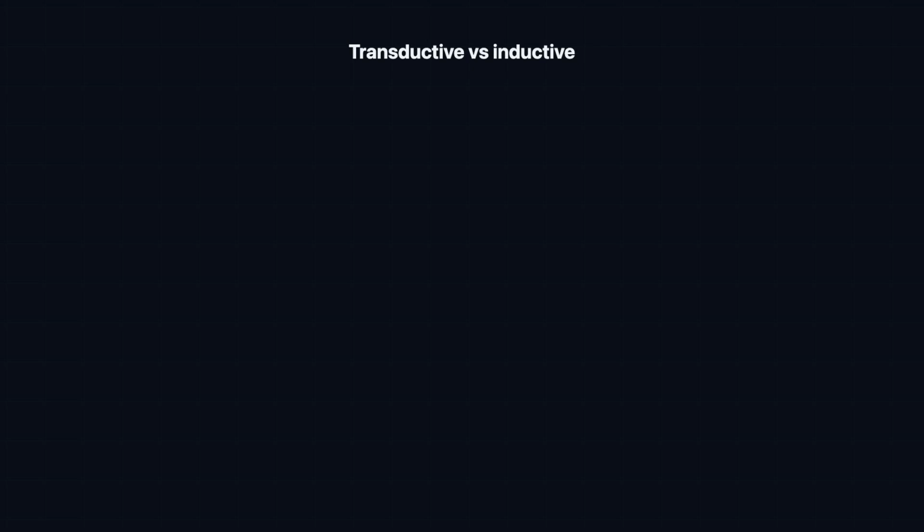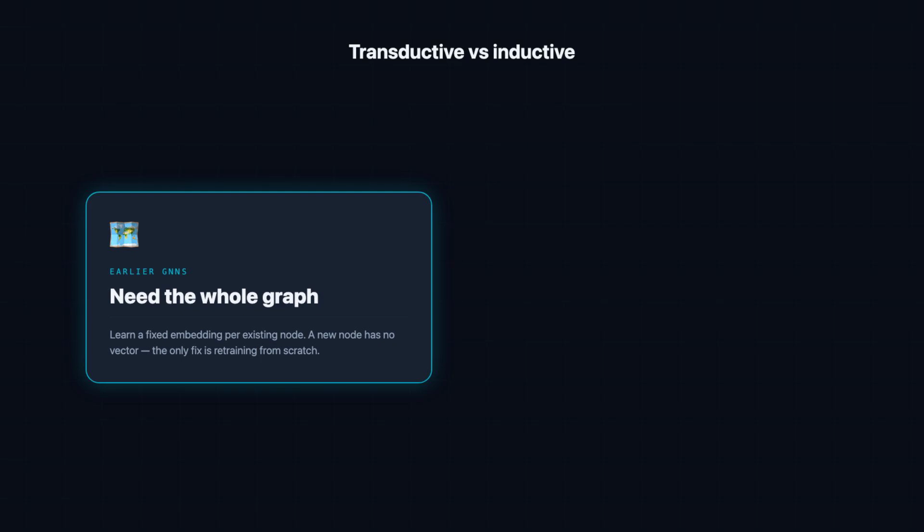Now, to really see why this was such a big deal at the time, let us compare it directly against the graph networks that came before it. The earlier approach was transductive. It needed the entire graph loaded at once and learned a specific embedding tied to each existing node. So when a new node showed up, you had no vector for it, and the only fix was to retrain the whole thing from scratch.